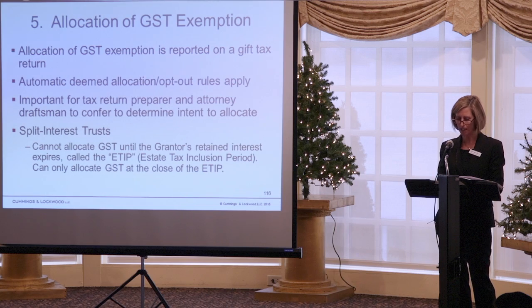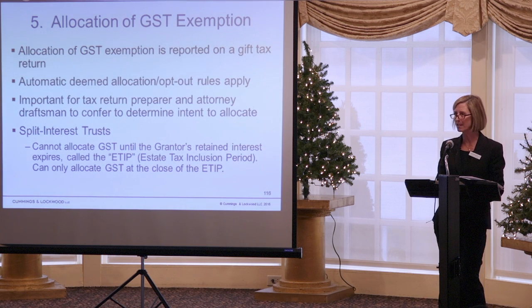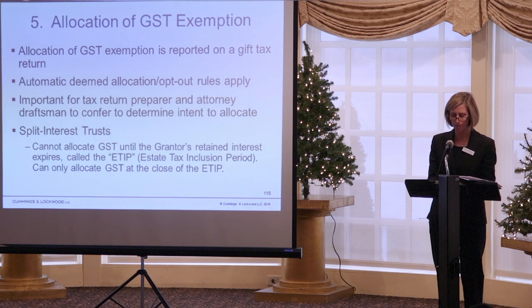So if that's the case, it's important that you opt out of the automatic allocation rules on the gift tax return. Another item to note here is with split interest trusts, such as a GRAT, you actually can't allocate GST exemption to a split interest trust until the grantor's retained interest term expires. So for instance, if you have a GRAT with a 3-year term, you can't allocate GST exemption to the remainder interest until the end of the 3-year term. And to do that, you need to file another gift tax return at that time to make the allocation.